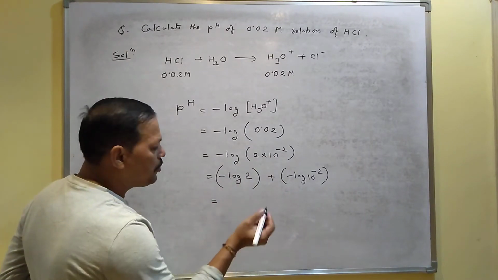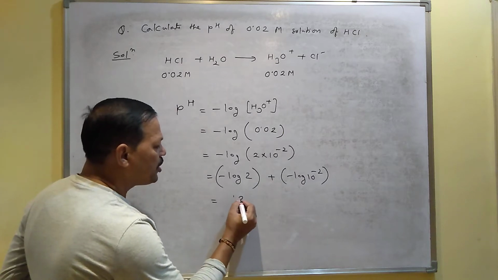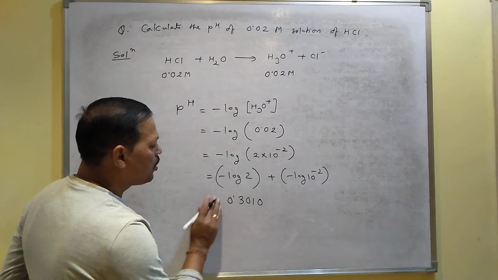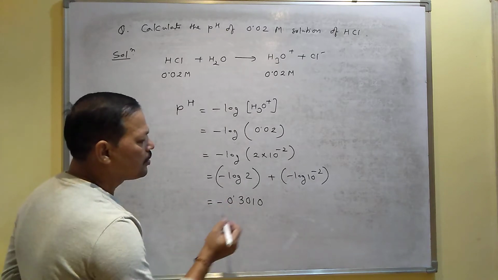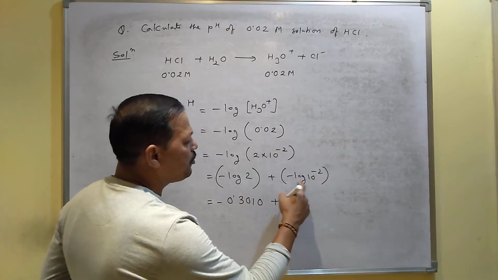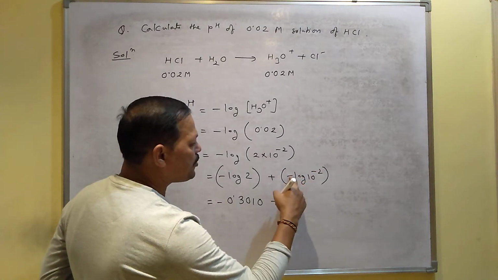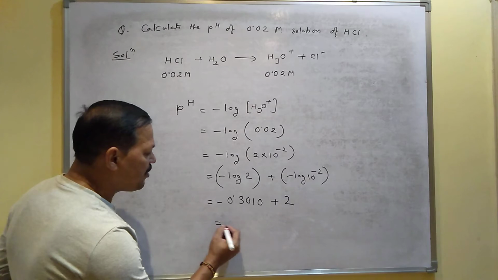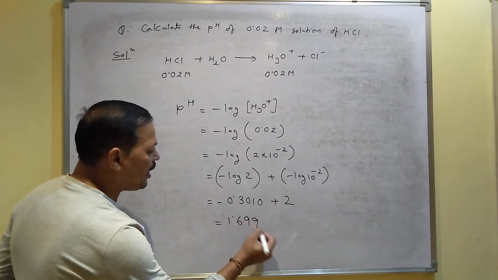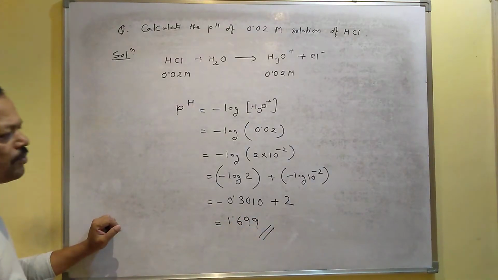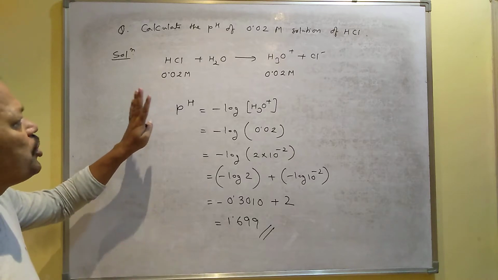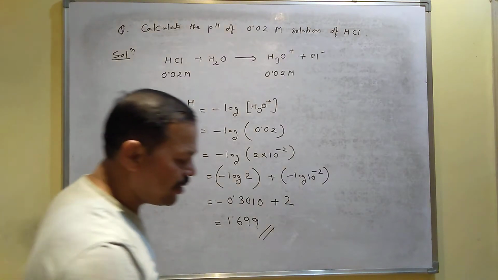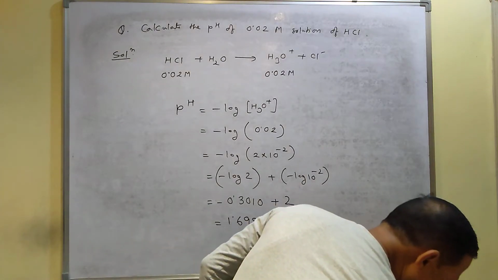The log 2 value you can see in the table, it's 0.3010. This is the value of log 2. Then minus log 10 to the power minus 2 means plus 2, minus minus becomes plus. That means you will get the value 1.699, like this you will get the pH value. So this is the process of how to determine the pH value for some acid or bases.